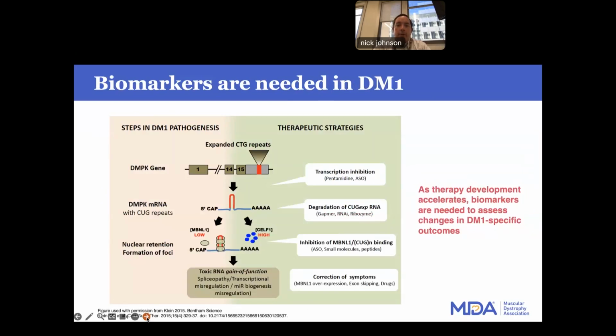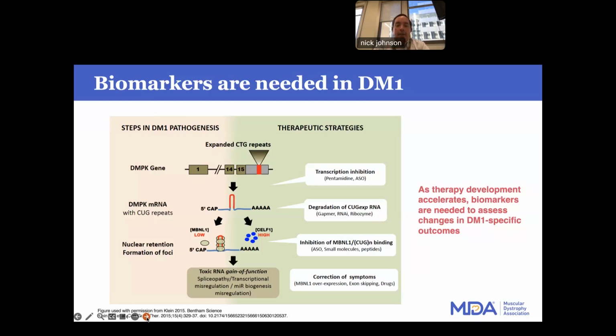There are multiple different therapeutic strategies here. So you can either inhibit transcription, which you can see there using ASOs. You can degrade the CUG expansion, usually using, again, ASOs or RNAi. You can inhibit the interaction between muscleblind and the CUG repeats, again, using ASOs or small molecules or peptides. And in fact, at every step there, particularly middle two steps, there are active clinical trials that are working with precision therapies that are currently working their way through phase 1 through 3.